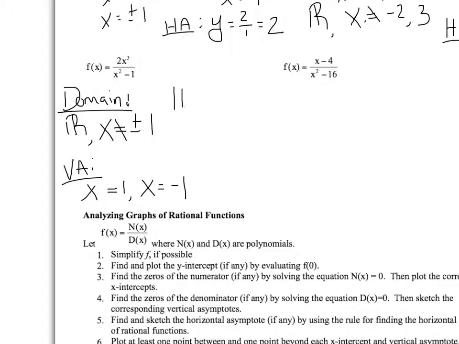Horizontal asymptote is where it's different. Notice the degree in your numerator is greater than the degree of your denominator. Highest power in numerator is cubed, highest power in denominator is squared. When that is the case, that is choice 2C. There is no horizontal asymptote. So I'm going to write none.